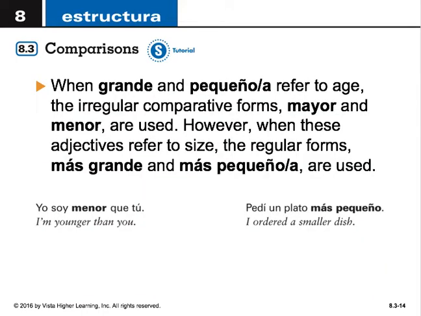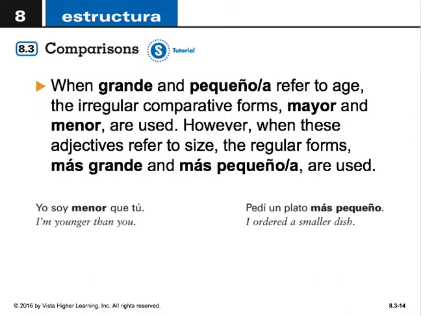When grande and pequeña refer to age, the irregular comparative forms mayor and menor are used. However, when those adjectives refer to size, the regular forms más grande and más pequeño are used. It's just that we say big brother, little brother, or something like that. In Spanish, you would just say my older brother, mi hermano mayor, or my younger sister, mi hermana menor, and you wouldn't say mi hermana pequeña, or mi grande hermano. It just sounds weird. It's not what they say.